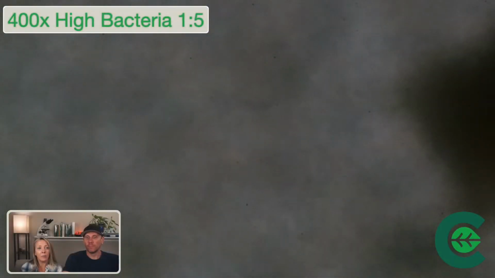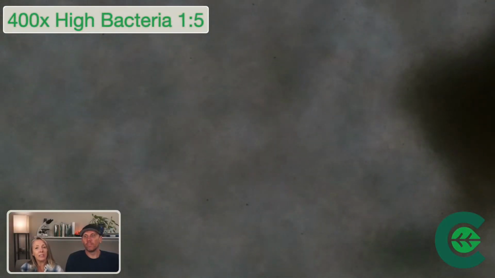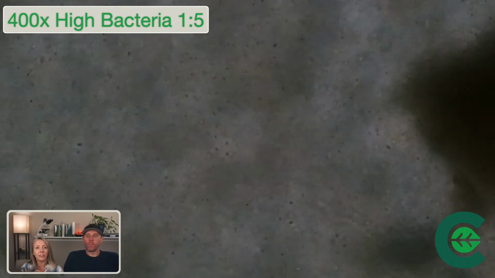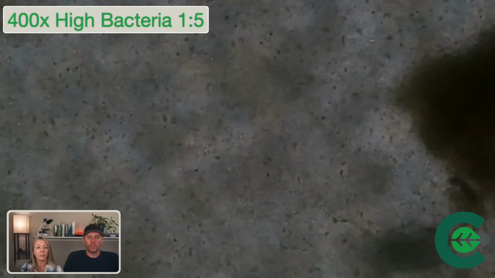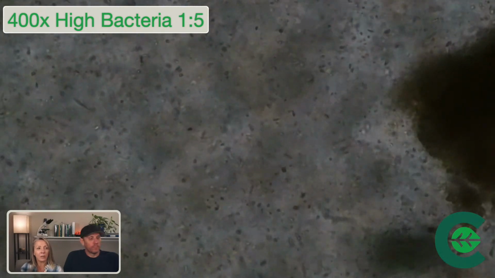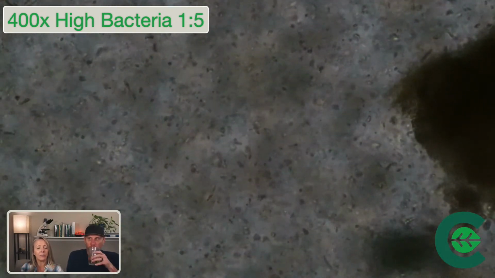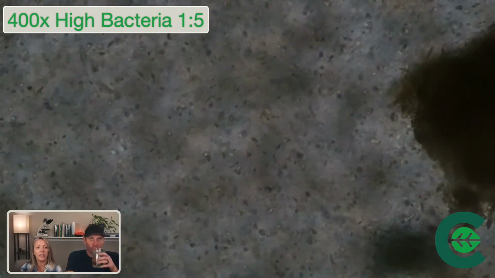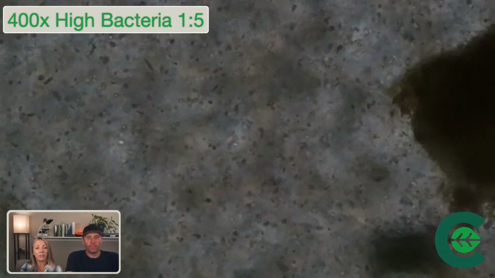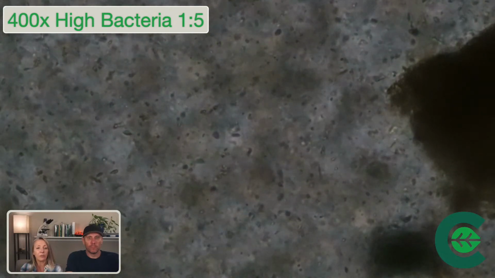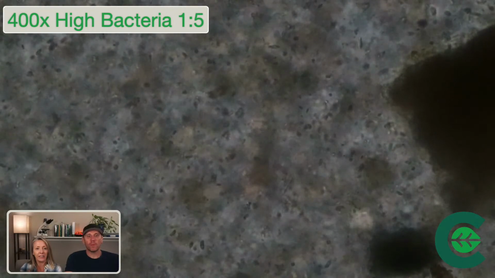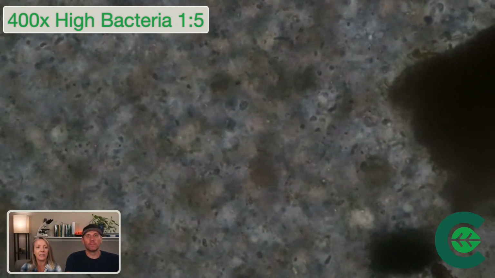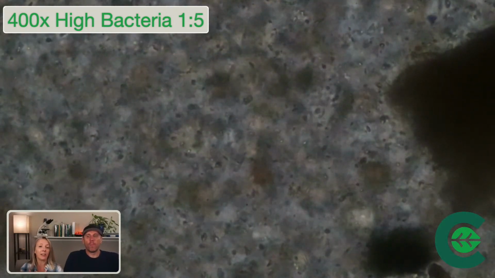So, back to orienting yourself to what you're seeing, right? Making sense of what's going on in the microscope. Here we're looking at a sample at 400x total magnification. This is at a 1 to 5 dilution, and the reason I'm making this differentiation, you'll find out, is look at all that we're looking at here. This is a ton of bacteria, but it's not all bacteria.